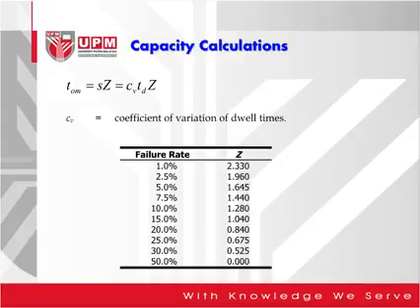This table shows that if we want 1%, the Z value is 2.33. If we go for 10%, the value is lower, 1.280. So when we want a lower failure rate, the value of Z is highest, compared to when we want a higher failure rate, where the Z value is lower. So this is how we find the TOM.